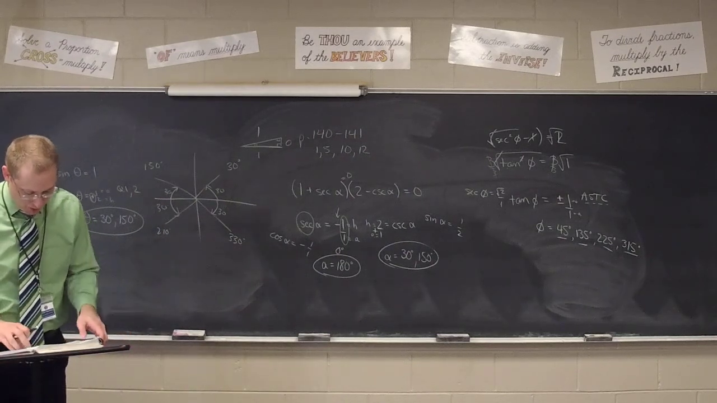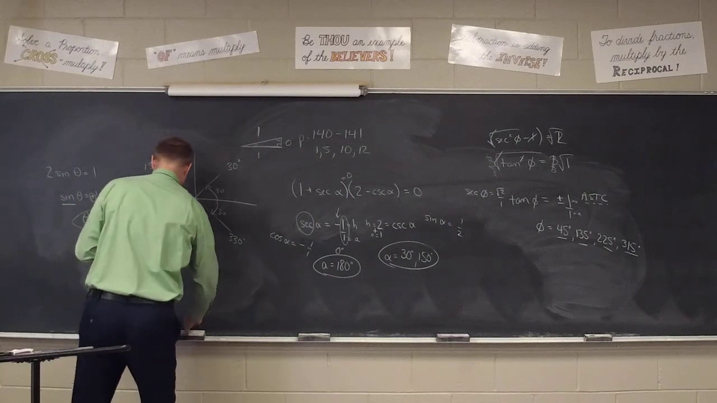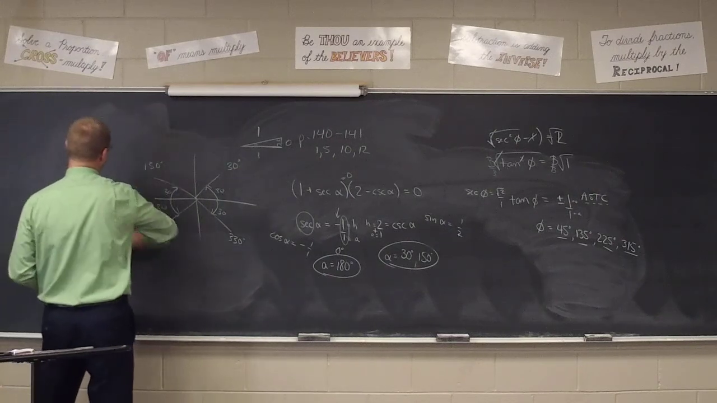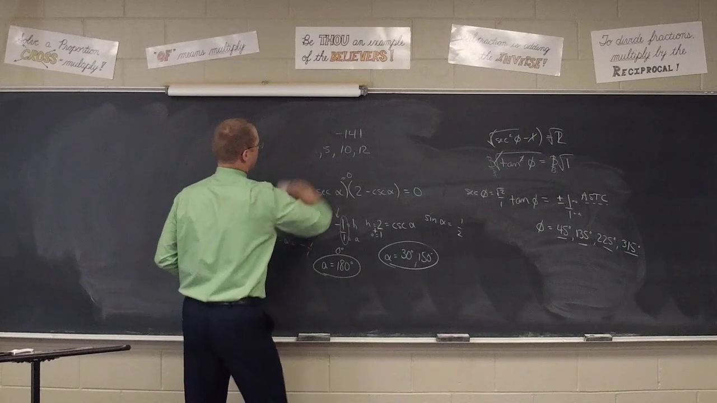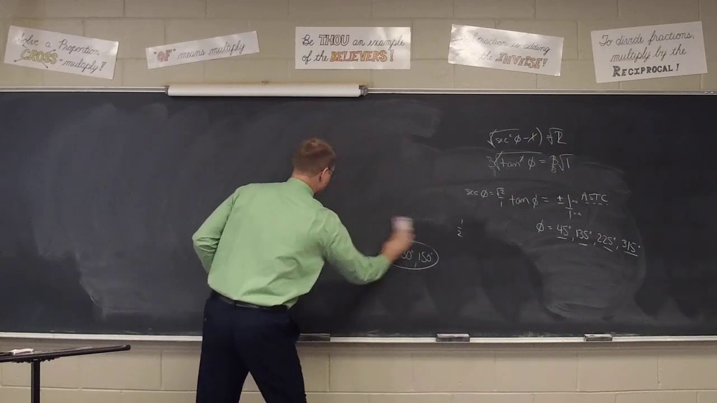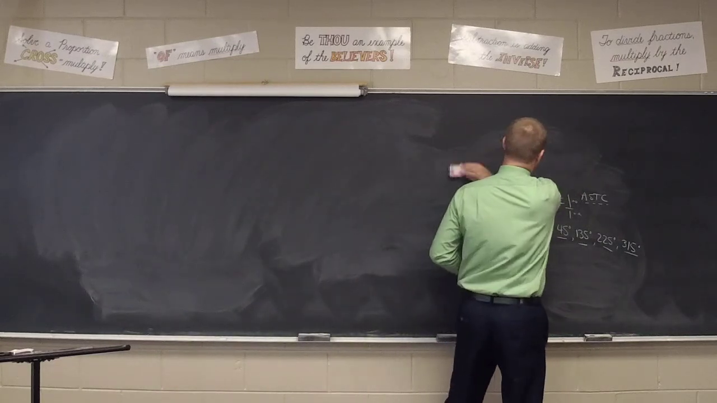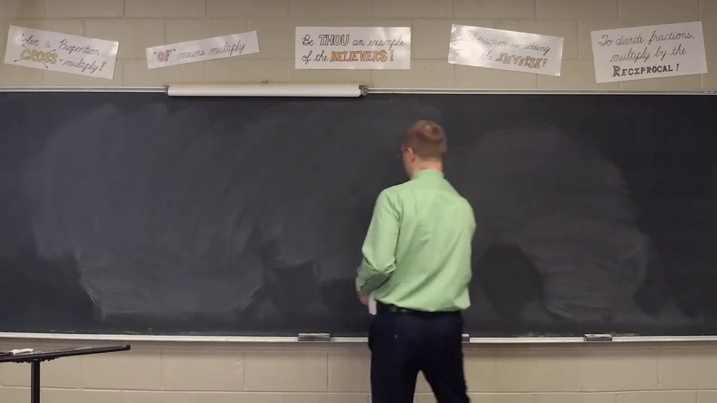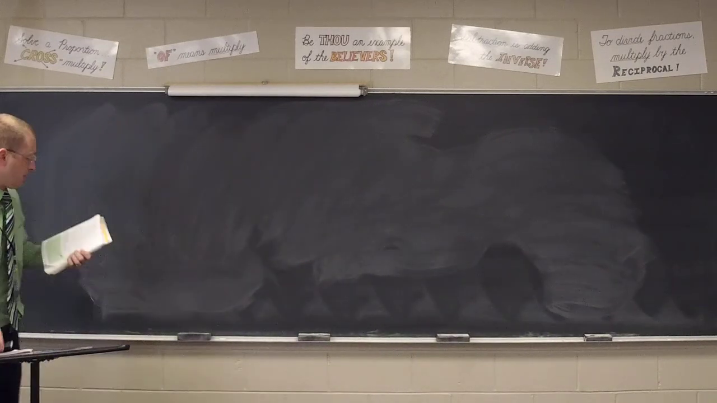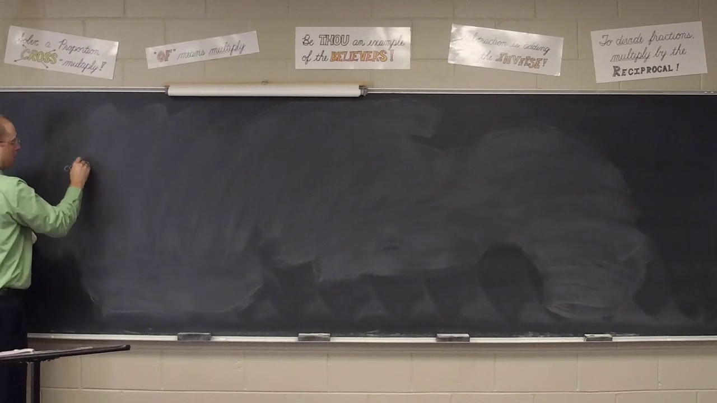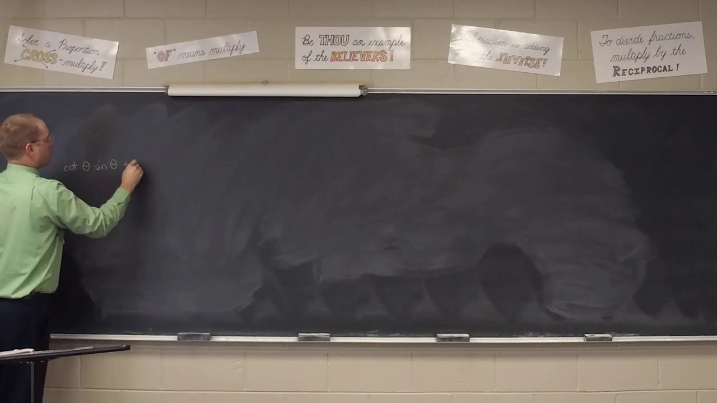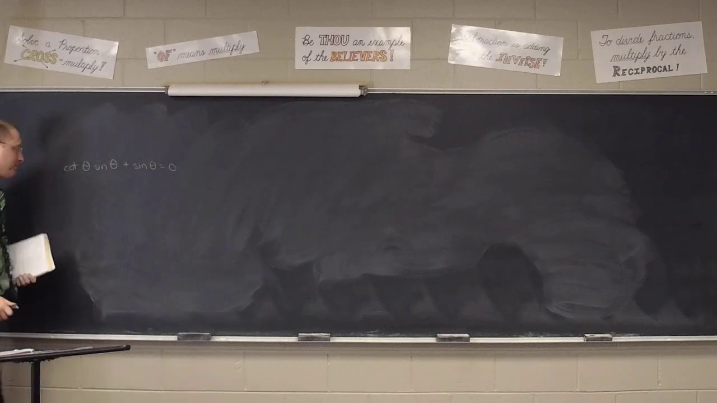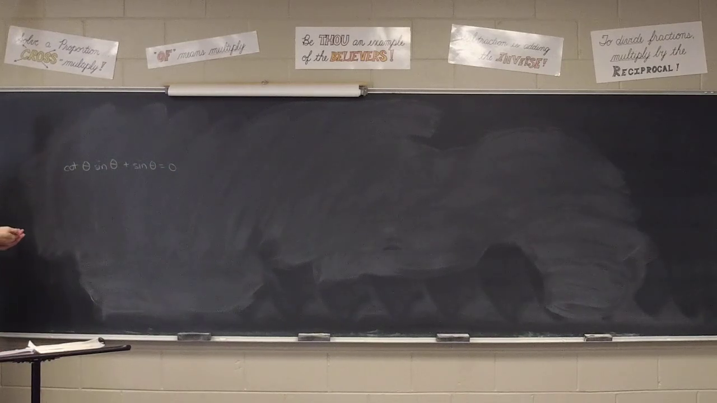All right, let's take a look at number 12 last of all. And Chris, what do we need to do here? Set it equal to 0. Good. By moving the negative sign over as a positive sign to get cotangent theta times sine theta plus sine theta equals 0. All right. Then what? I changed the cotangent to cosine over sine. Oh, don't do that. Don't make it harder, Chris.